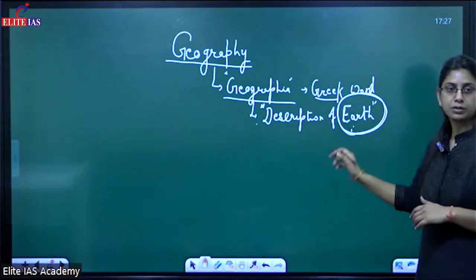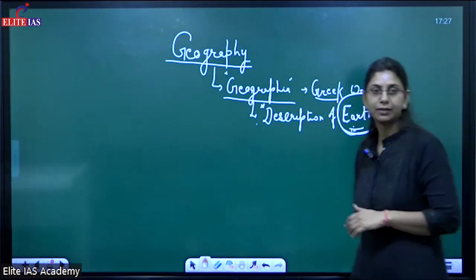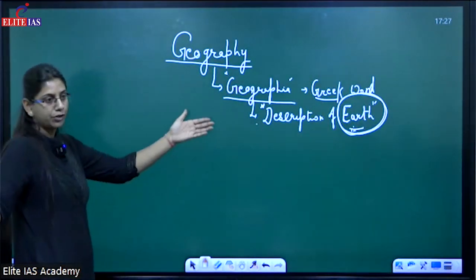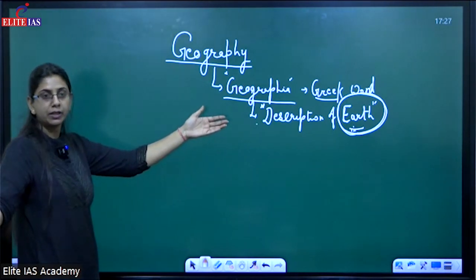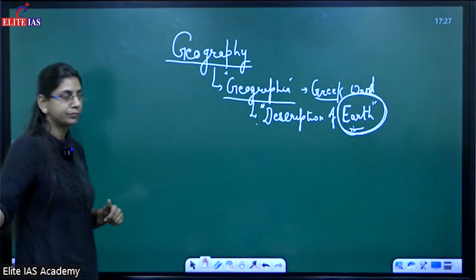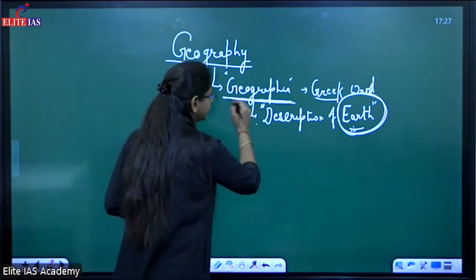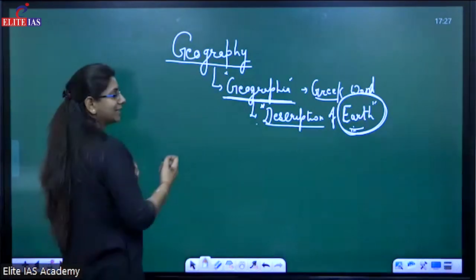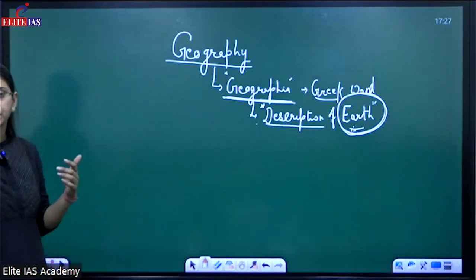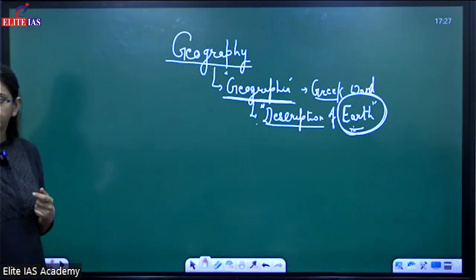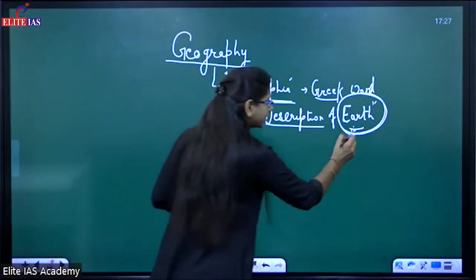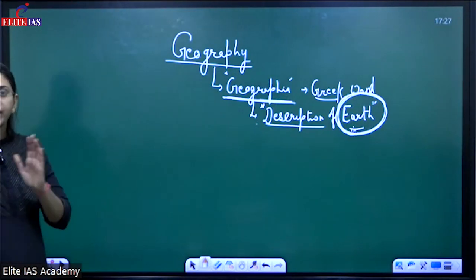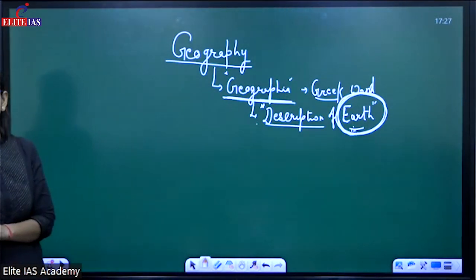But the main question is, what is included in the Earth? Which areas, which fields should be included in the study of Earth? As geographia means description of Earth, we can say geography means the scientific study and scientific description of the Earth. So the question is, what do you understand by the Earth and which area should be included in the study of Earth?